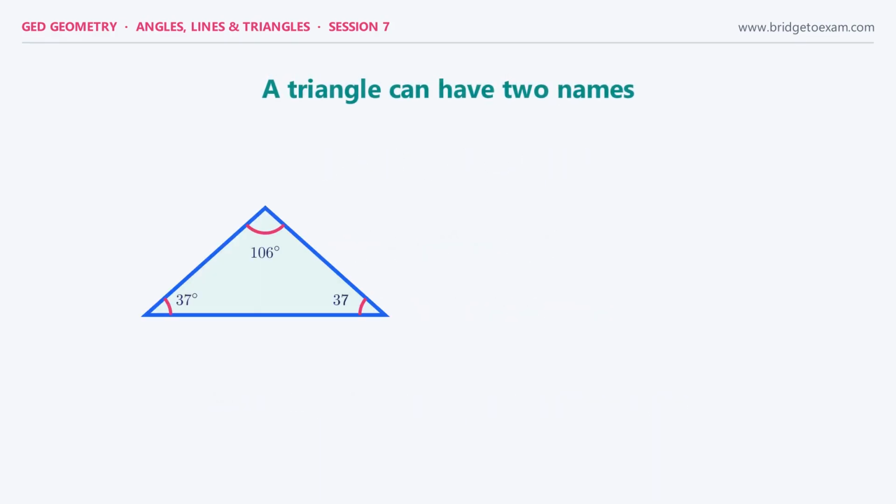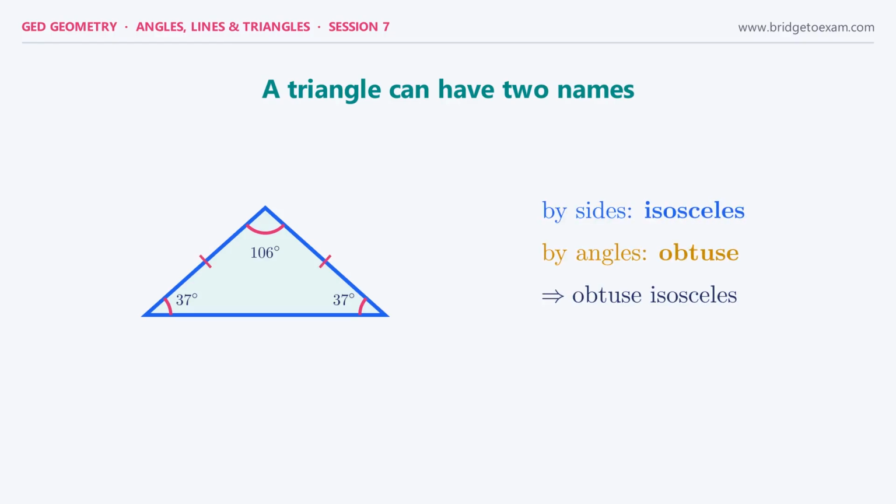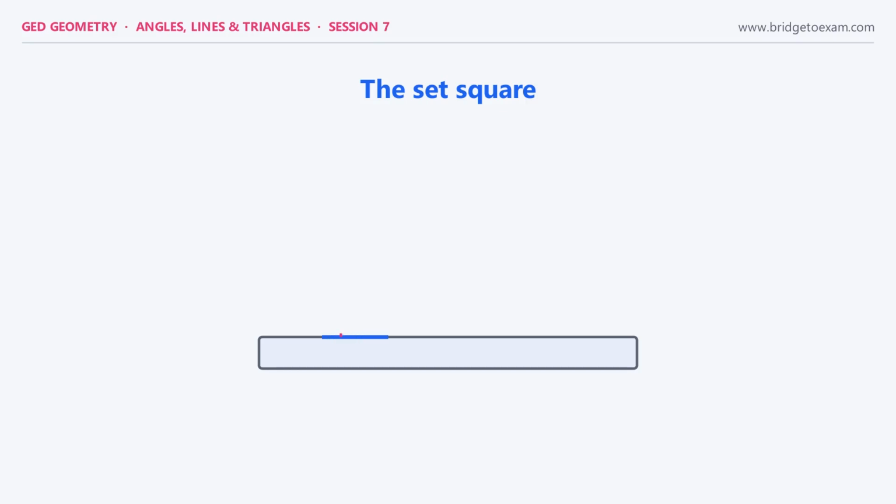Since we now have two ways to classify, by sides and by angles, a triangle can actually carry two names at once. Take a triangle with sides 5, 5, and 8. By its sides, it's isosceles. If its angles turn out to be about 37, 37, and 106, then by its angles, it's obtuse. So its full description is an obtuse isosceles triangle. Two labels, one triangle.